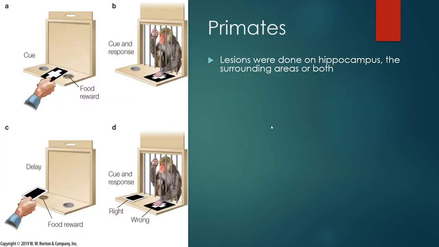So, moving up the evolutionary chain and looking at primates, to see whether this stuff tracks up that evolutionary tree, because we're a bit far removed from rats. If we can see similar things in primates, then we can conclude that there are preserved evolutionary advantages to some of these systems. These lesions were done on the hippocampus alone, or on the hippocampus and the regions around it, so removing parahippocampal cortex, perirhinal cortex, and entorhinal cortex, all of those other medial temporal lobe structures.